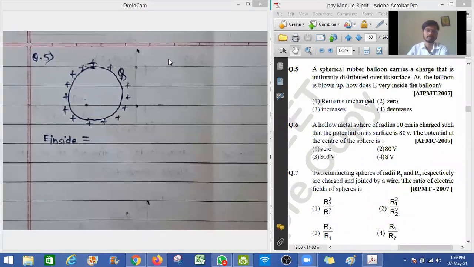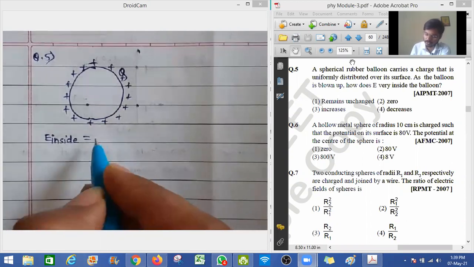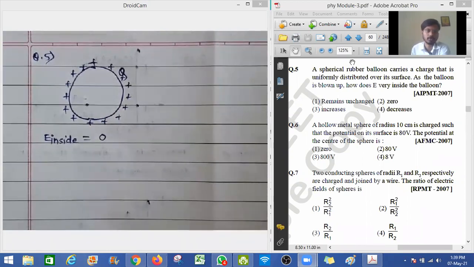Kashish, what is the answer? Inside anywhere, what is the electric field? Vaidehi, what is the answer? Inside anywhere electric field is 0. So write down 0. Yes, Asta, you have given the correct answer. So inside anywhere the field is going to be 0.